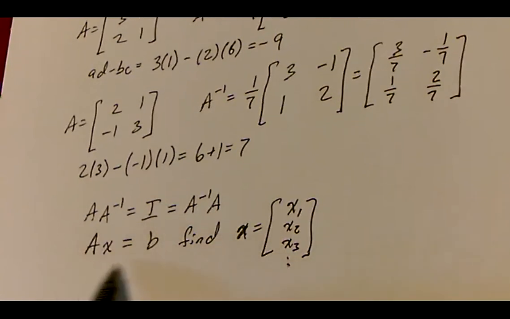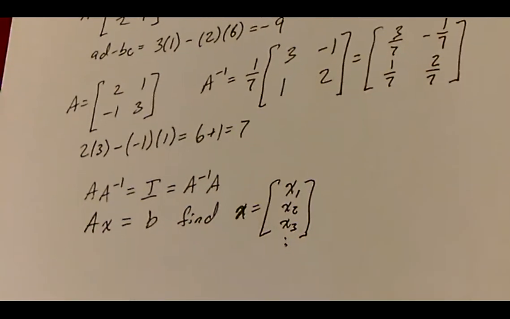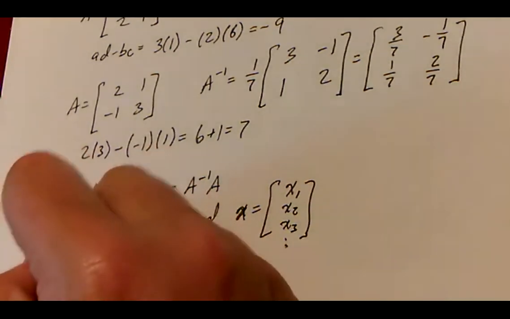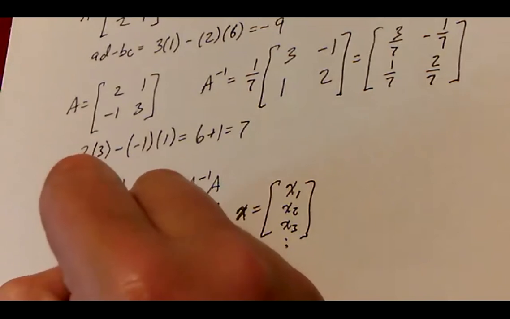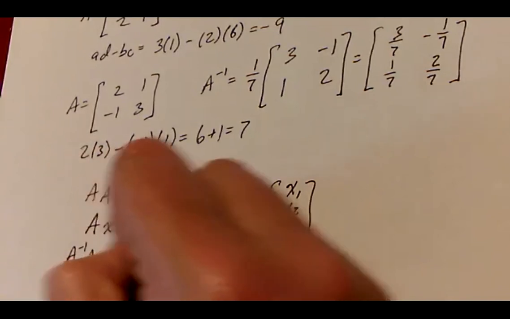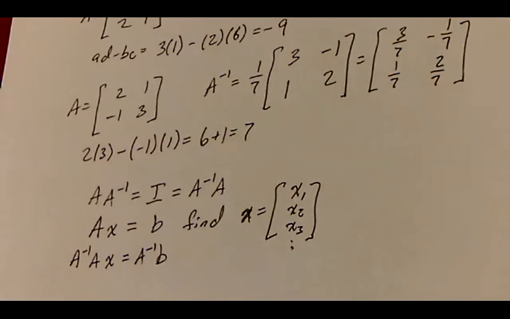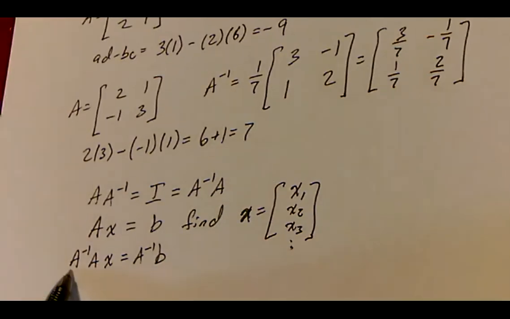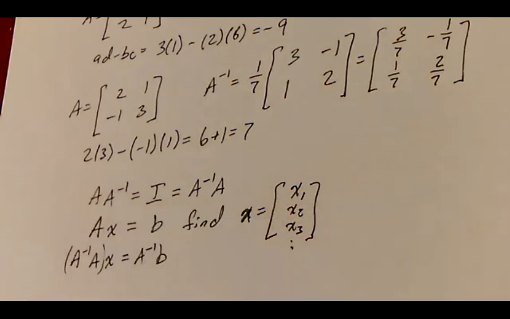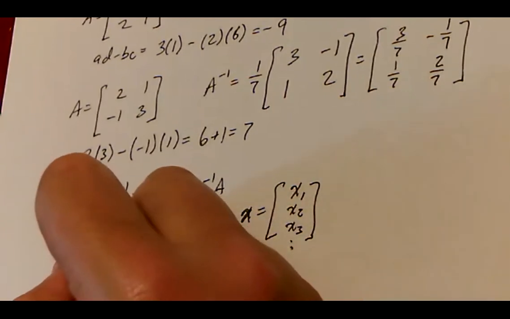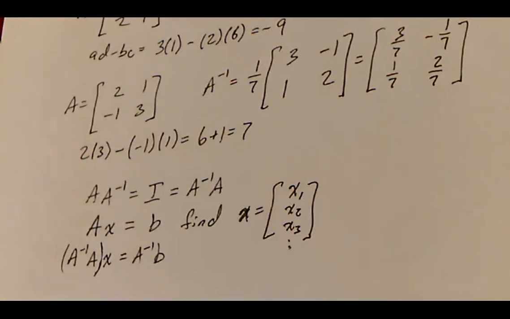So let's get x by itself. Good old faithful Algebra 1 class, right, from high school. Get x by itself. Isolate x. So I'm going to multiply on the left by A inverse. But whatever I do to one side, I have to do to the other side of the equal sign. So I multiplied them both by A inverse. But I know that A inverse A is the identity. I also know that matrix multiplication is associative, so I can mix up the order.